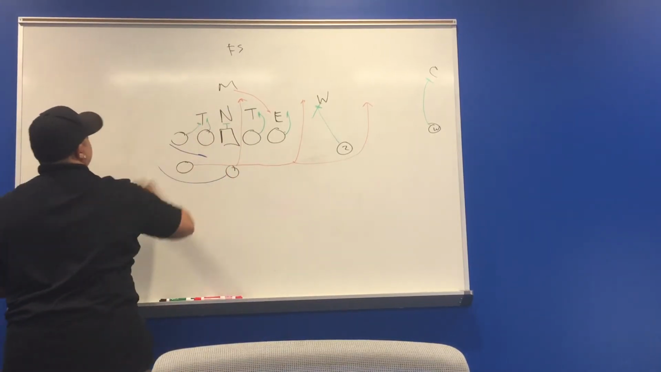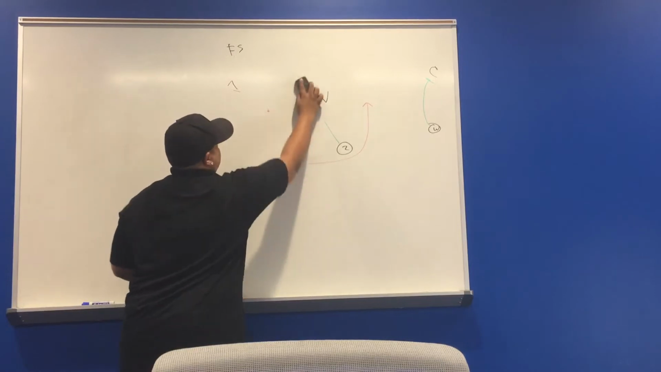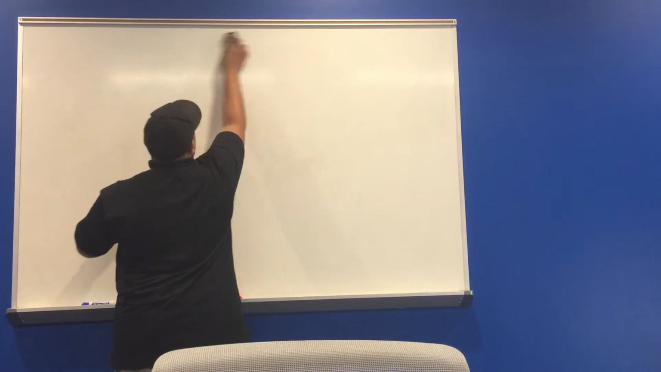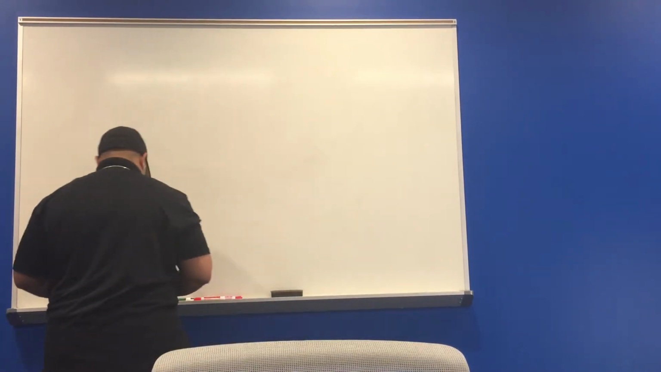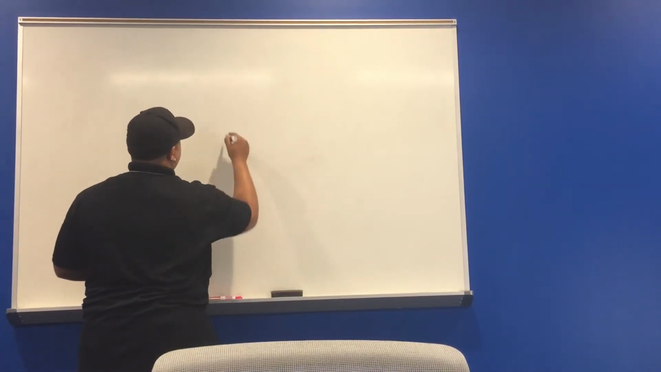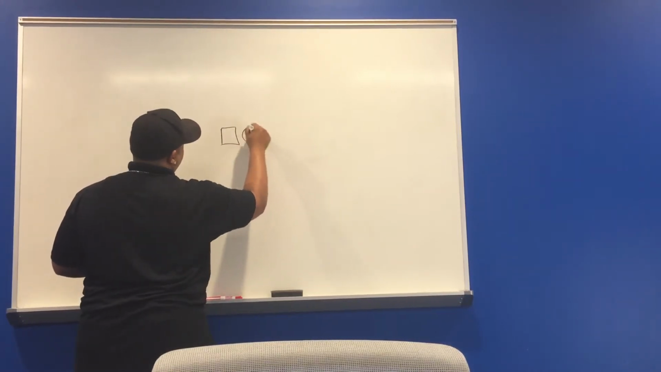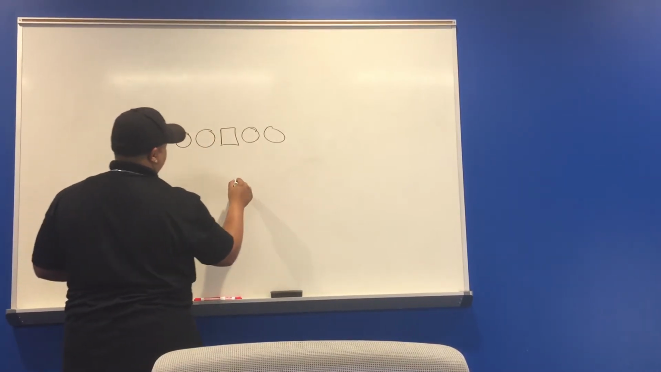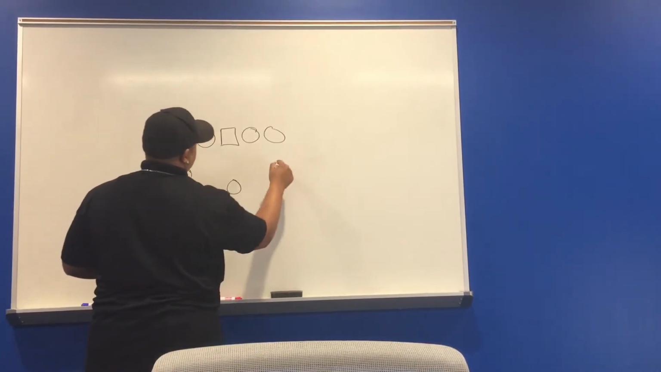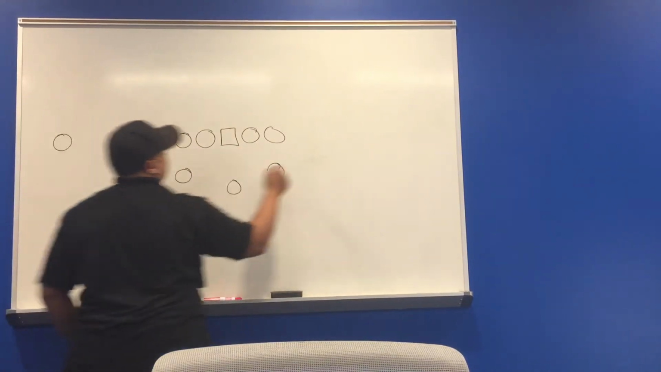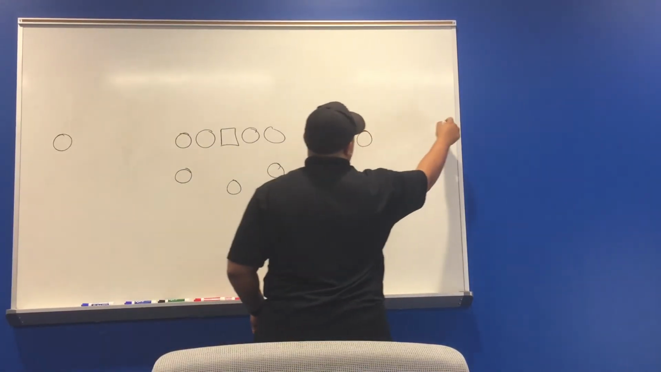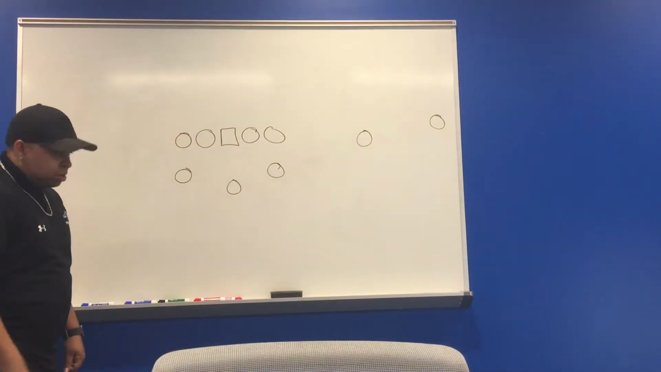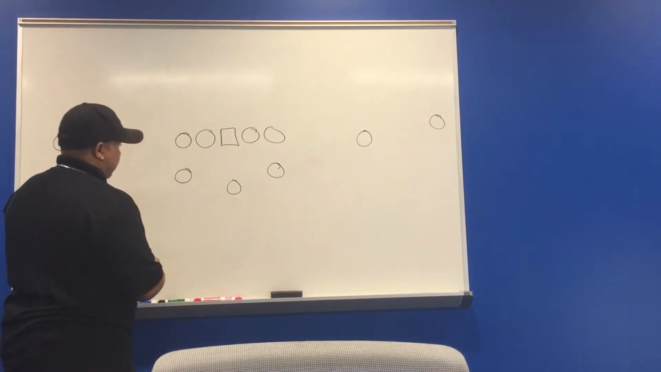All right, let's go to formation number 3. All right, here we go. Let's go to formation number 3. Okay, here we go. We're talking outside zone. And again, remember that in outside zone, the backs are over the tackles. Okay? So here we go.